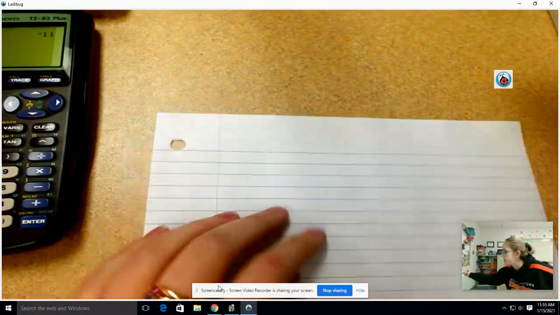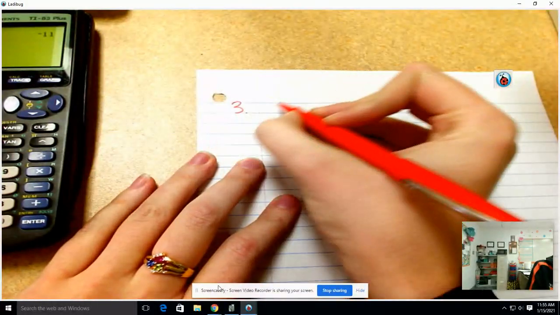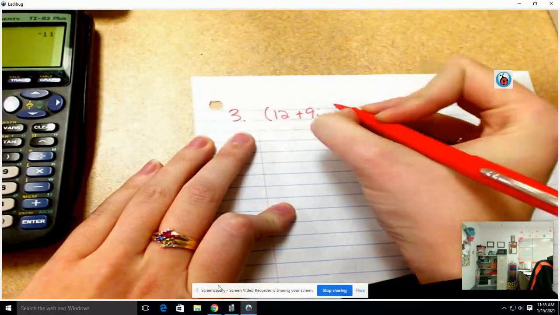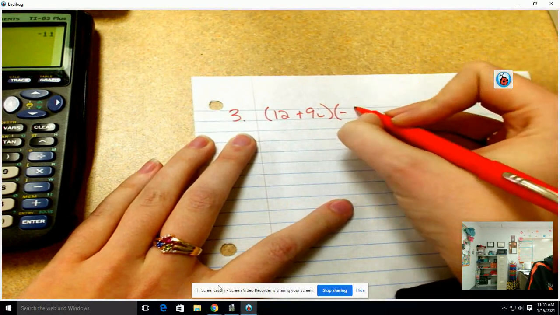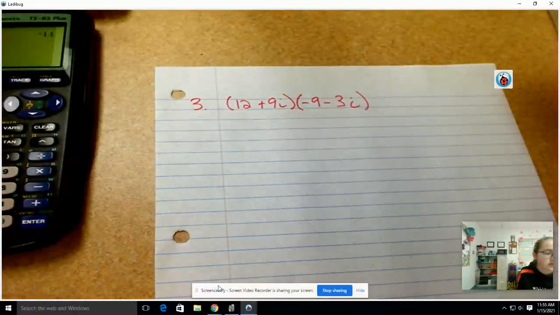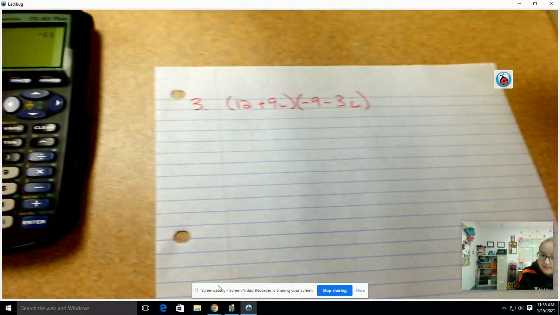And we'll do one more multiplication example before we do a division example. So for multiplication, we are going to have 12 plus 9i times negative 9 minus 3i. Take a second to go ahead and start this one and try it on your own. I'm going to give you a brief minute and then I'll go over it. Okay, hope we've had enough time to get started.